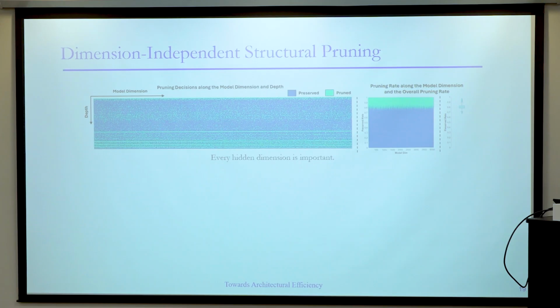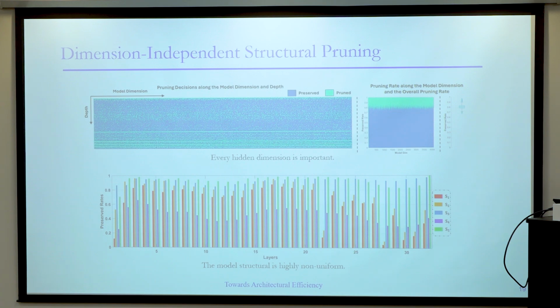Firstly, in this figure, we visualize the preserved and pruned model dimension, or hidden dimension, across different layers of the model. A very simple and straightforward conclusion here is that every hidden dimension or model dimension is important. So you should not remove any of them, since across all these dimensions there's on average an 80% occupation rate, or preserved rate.